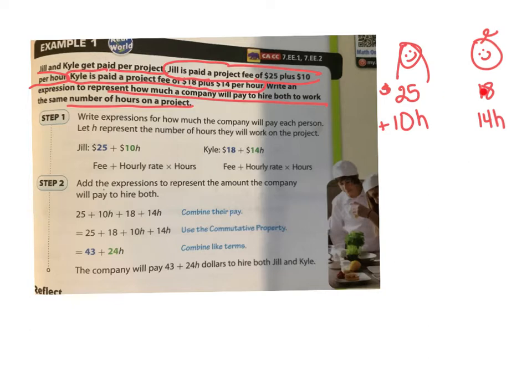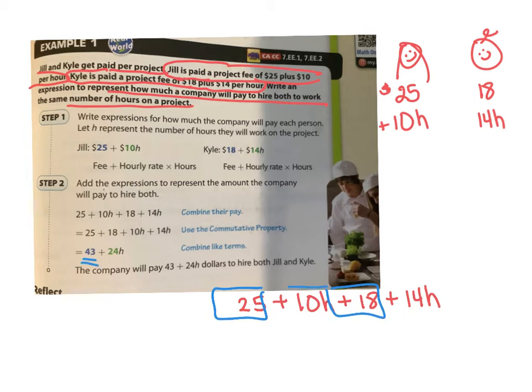So I would just add all of that together. So it would be 25 plus 10 times H, however many hours she works, plus Kyle's $18 plus the $14 per every hour that he works. I would combine my like terms just like I did in the previous slide. 25 plus 18 is going to be 43. 10 H's plus 14 H's is going to be 24 H's. The company is going to pay $43 plus $24 times however many hours they end up taking to finish the project. This is your answer.